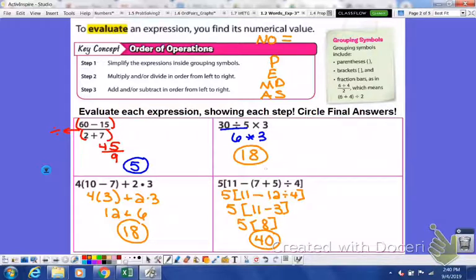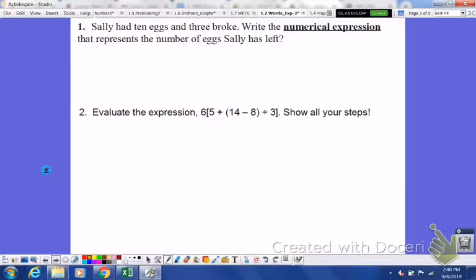So moving right along. We're going to work with some word problems now. Like I told you guys the other day, you'll see a lot of word problems this year. So number 1, Sally had 10 eggs and 3 broke. Write the numerical expression that represents the number of eggs Sally has left. Notice it does not say to solve. Always, always check directions. What it is asking you to do. I want you to write a numerical expression.